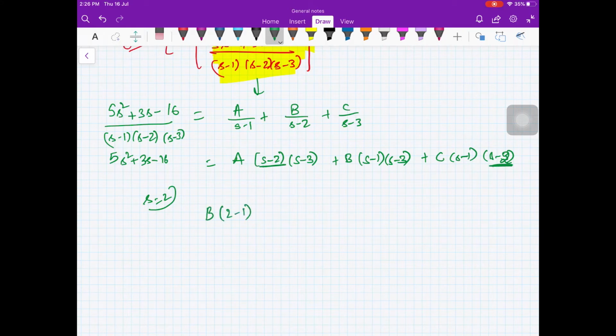So you'll get b into 2 minus 1, 2 minus 3, is equal to, with s equal to 2 here, 5 into 4 plus 3 into 2 minus 16. So that is 20 plus 6, 26 minus 16, that is 10. So you get, this is 10, b into 1 into minus 1, so you get the value of b as minus 10. Is that correct? You can check it once again.